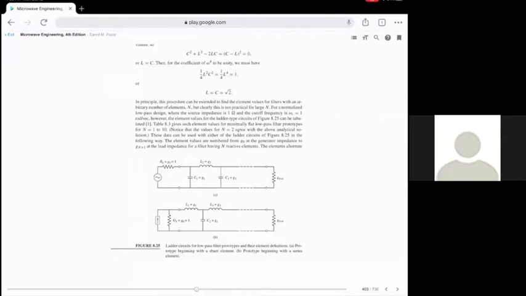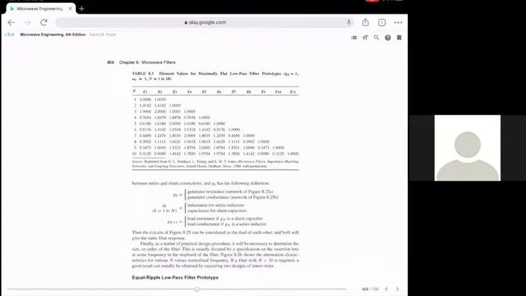And very specifically here, it says G_{n+1}, look at it, is a load resistance when G_n is a shunt capacitor, the last one is a capacitor. It's a load conductance if G_n is a series inductor.